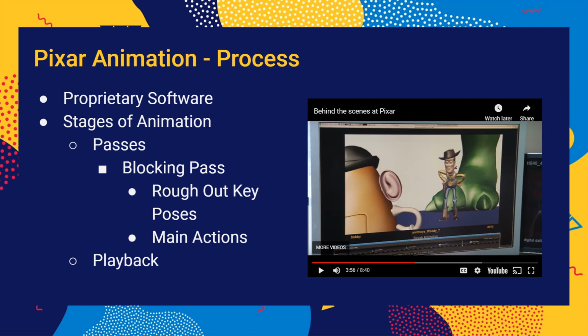Blocking pass is a rough pass of the animation or the key poses. You're getting the timing figured out within the pass and the main actions. You'll continue to refine the animation until it's a polished scene. In a lip sync, you'll play back the sound over and over to match the action and lips to the beats of what's being said.